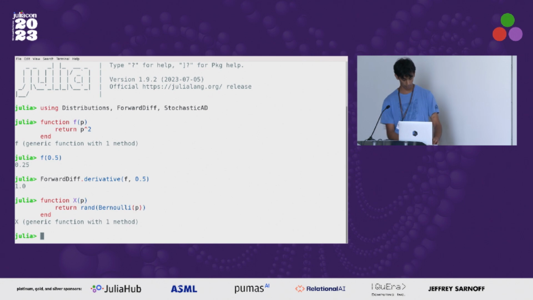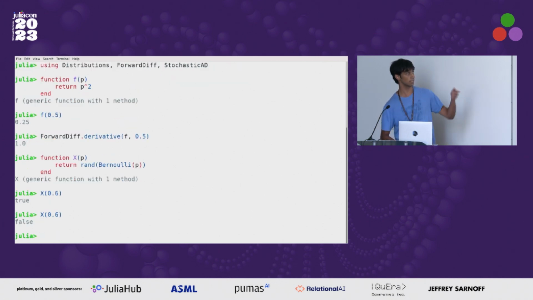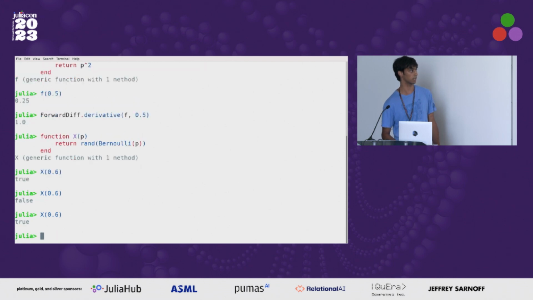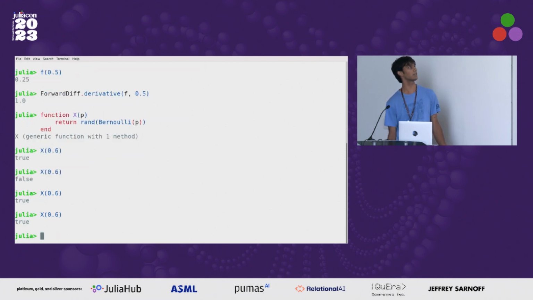So now I can run this function. A Bernoulli flip is basically like a coin flip. So it's probability p of being heads or 1, and 1 minus p of being tails. And I can sample from this random variable. I can run this function. Sometimes I get true or 1. Sometimes I get false or 0. And we would like to now have such a function as an input for automatic differentiation.